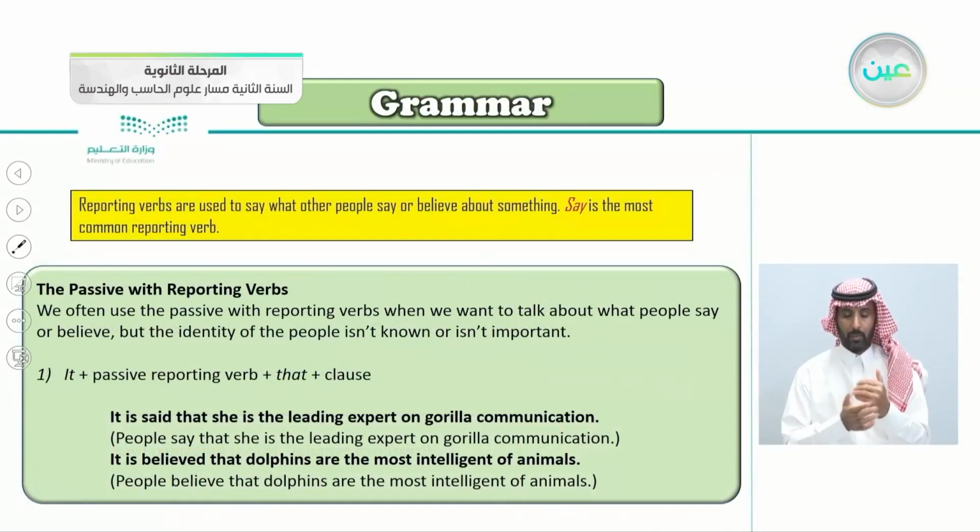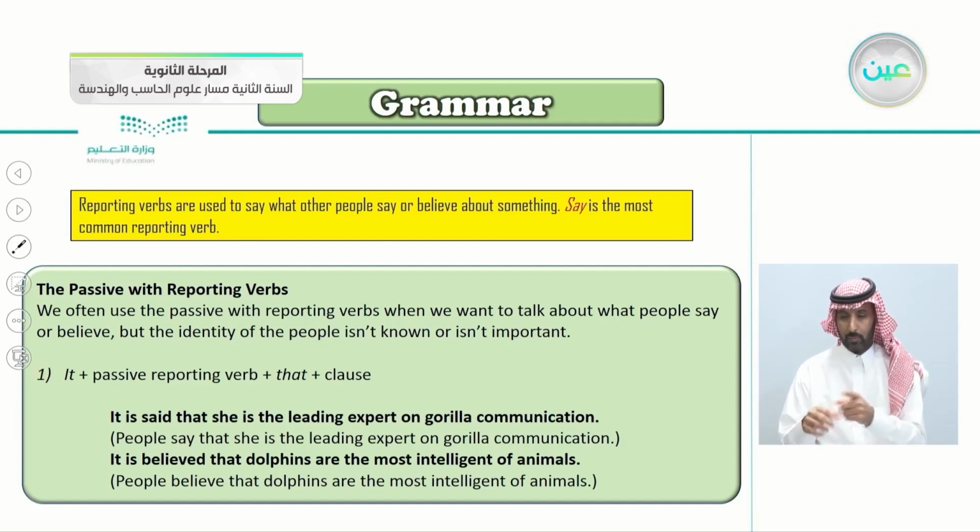So let's jump to the reporting verbs. They are used to say what other people are saying or believe about something. Say is the most common reporting verb. So the passive with the reporting verbs, we often use the passive with reporting verbs when we want to talk about what people say or what they believe. But the identity of the people isn't known or it's not important.